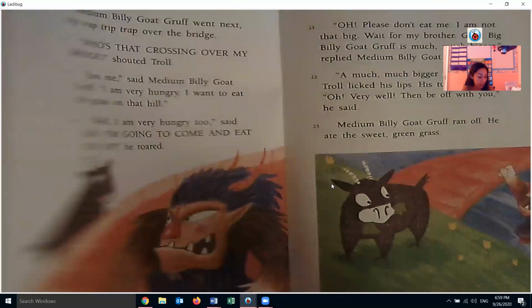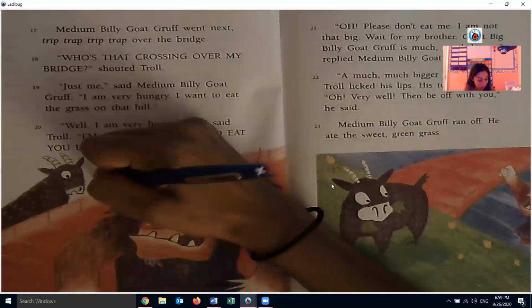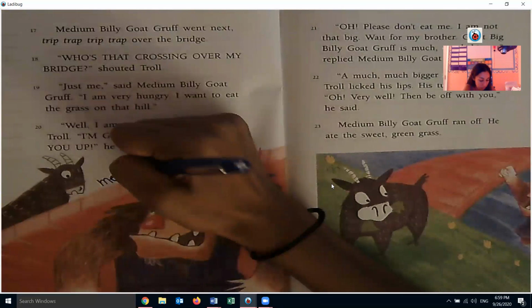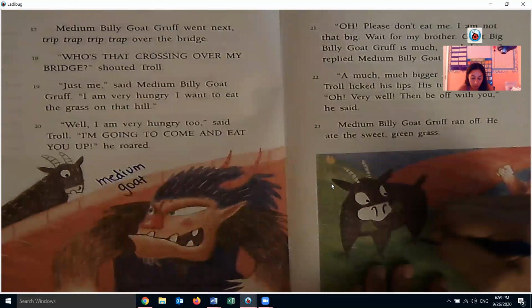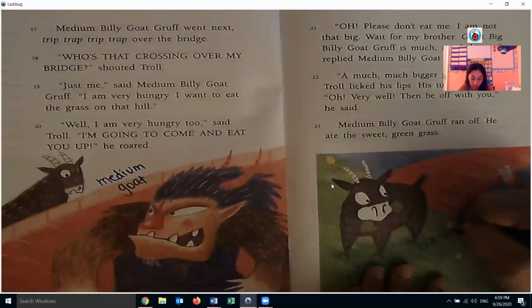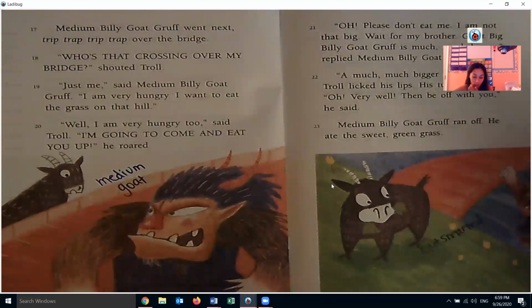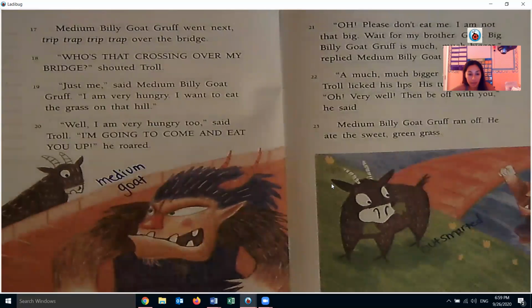So same thing here. I see the medium goat, though, this time. And then we see him, again, also outsmarted the troll. And he got to go and eat the sweet green grass.